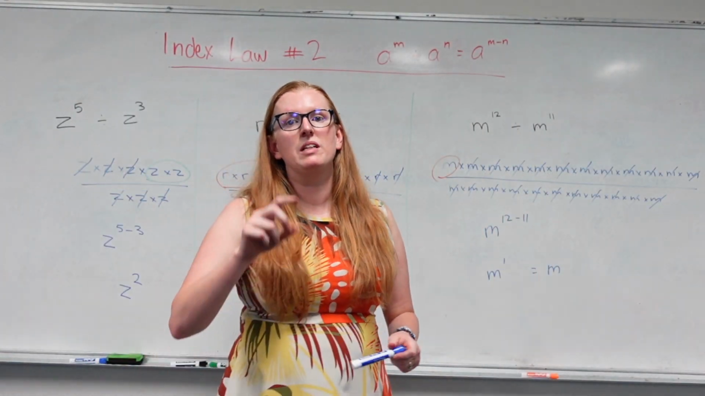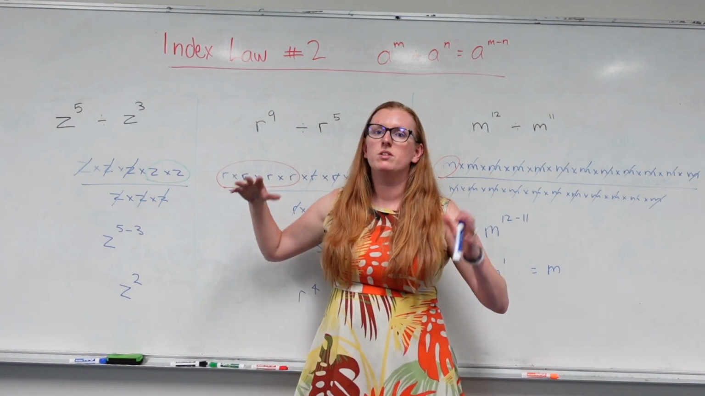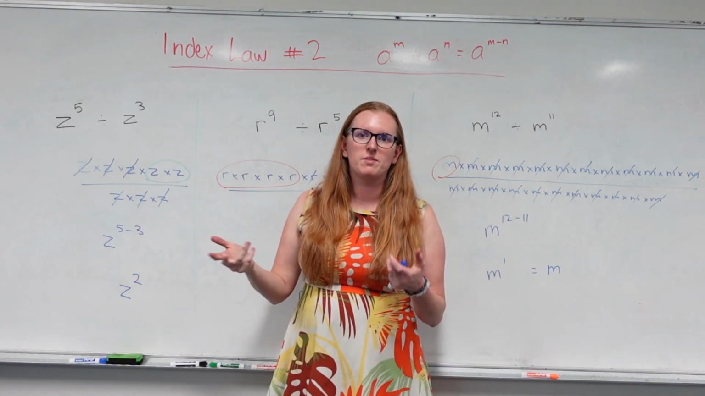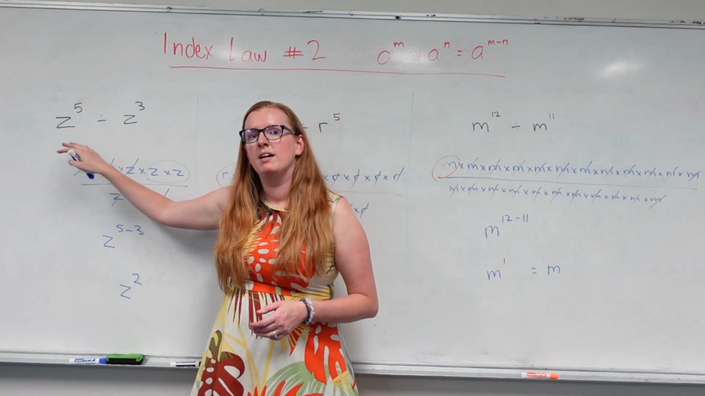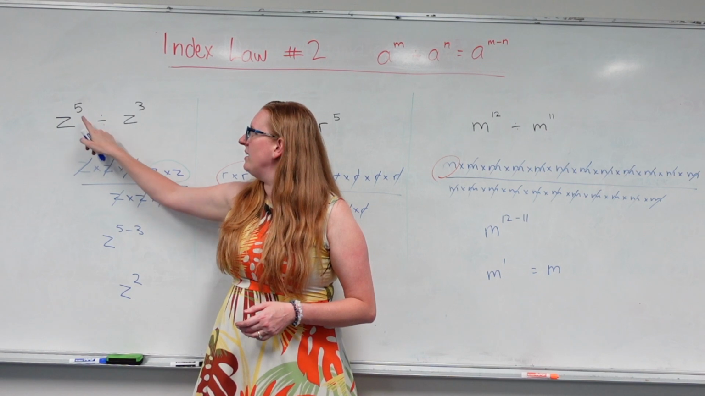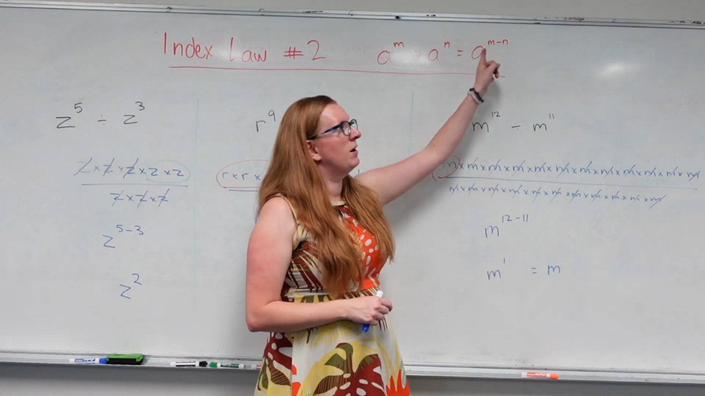So that is rule number 2, the index law number 2. The rules surrounding that particular index law means that your bases have to be the same and you're dividing, which means that you end up minusing your indices.